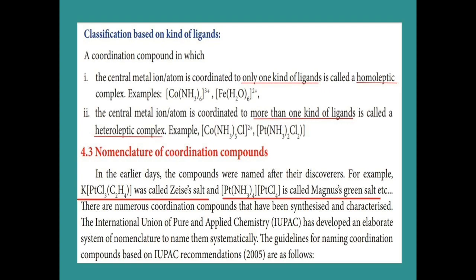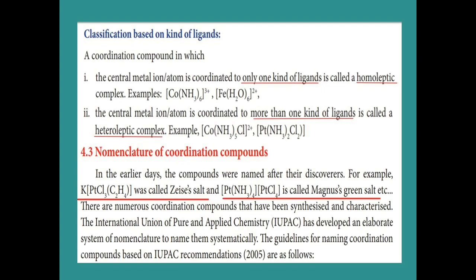In the second type, if more than one kind of ligand is present, the complex is called a heteroleptic complex. See the example: around the cobalt, in the first example, 5 amine and 1 chlorine are present. Two different types of ligands are present, so it is a heteroleptic complex. In the same way, in another example, around the platinum there are 2 amine and 2 chlorine, two different kinds of ligands, so it is a heteroleptic complex.